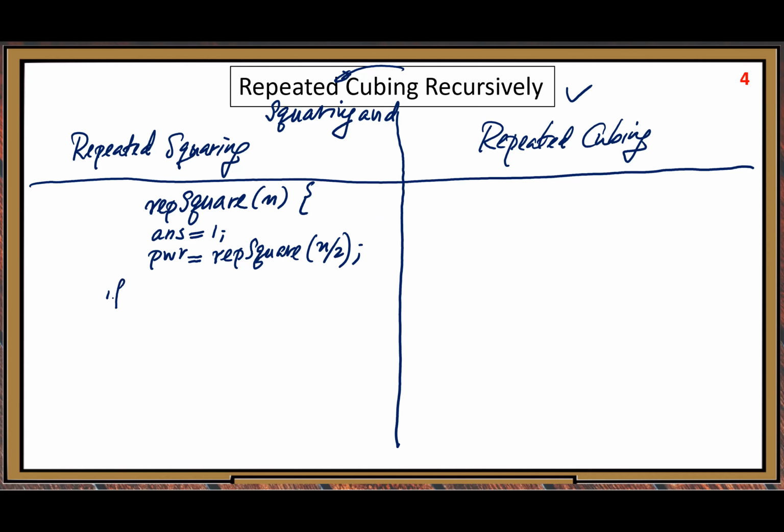Then, if n mod 2 equals 0, that means it's an even number. Then the answer equals PWR times PWR. How about that? Just add one more multiplication, because we already compute PWR.